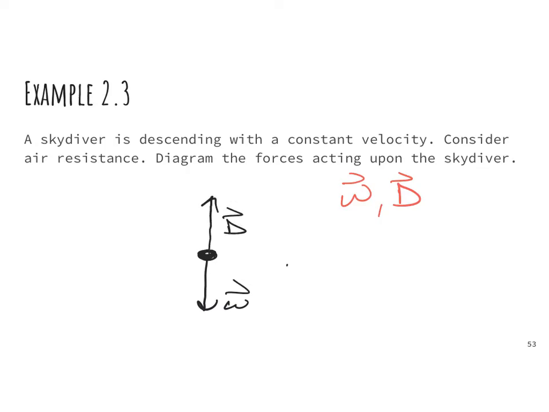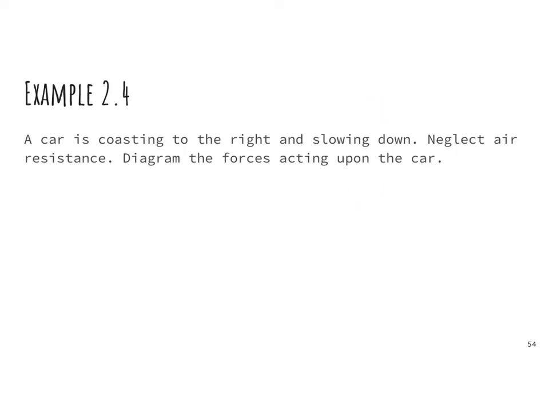And if I did this right, F net should be equal to 0, because if I'm descending with a constant velocity, as said right there, that means that my acceleration has to be equal to 0, which means my net force has to be equal to 0. So we'll start to see these patterns as we get into problem solving in Chapter 5.